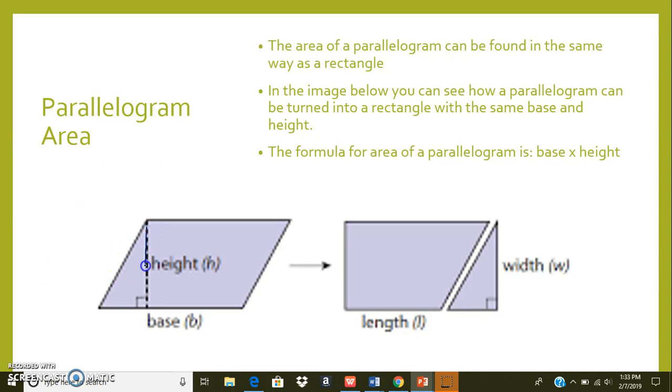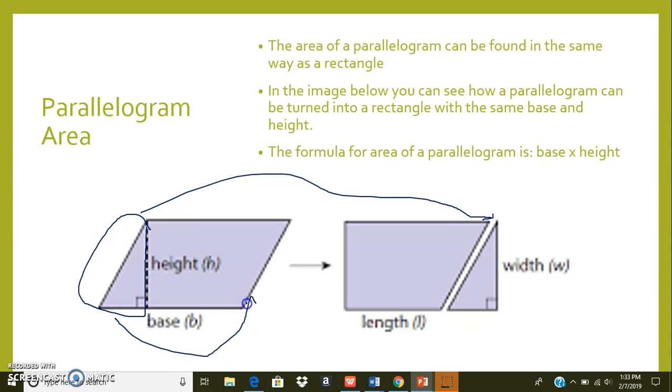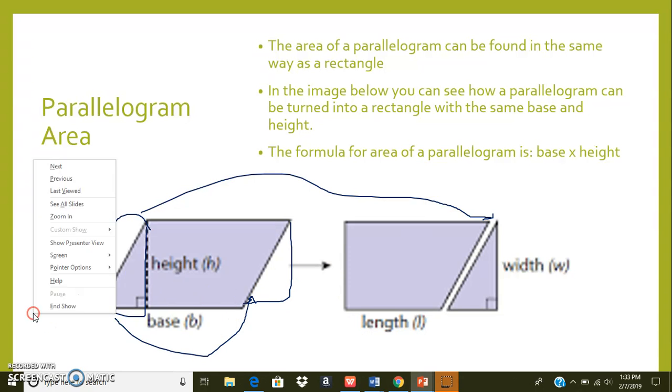So in this image, they literally just took off this triangle piece and moved it to this side. So they just took it off right here and put it right there, and it just made it into this rectangle right over here. So when you think about it like that, you really can do it in the same exact way as you would a rectangle.